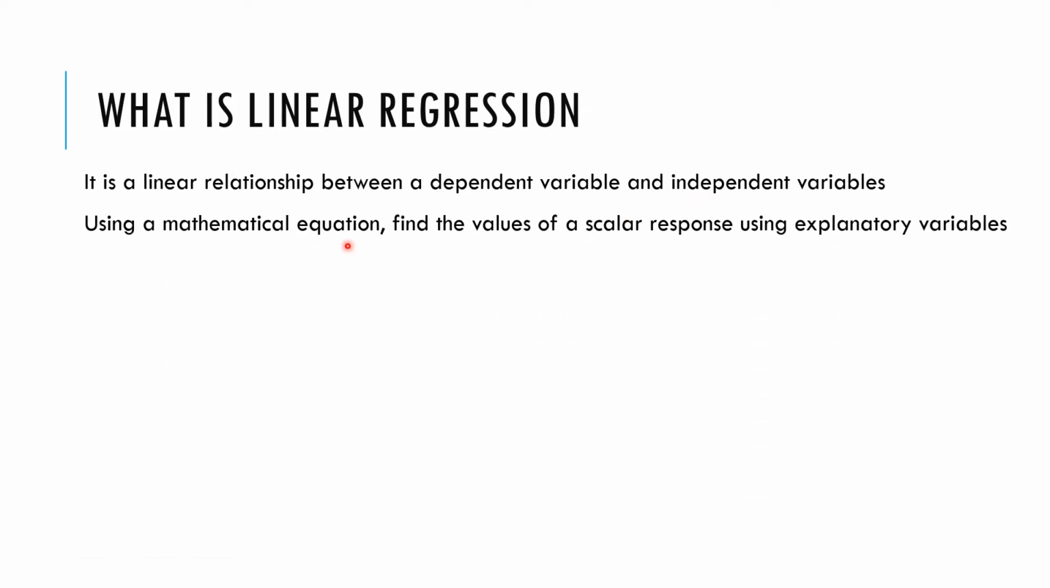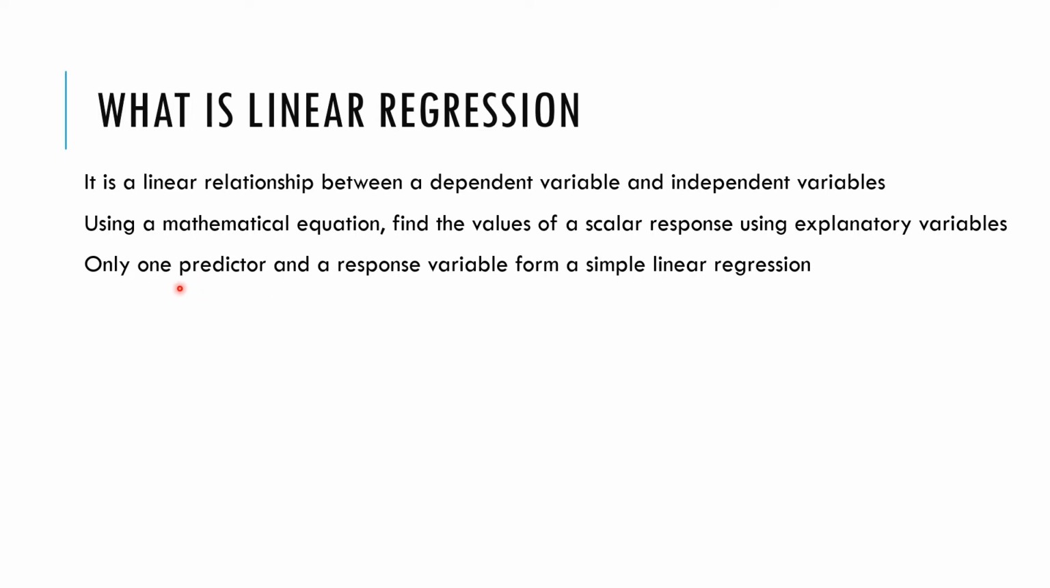So using a mathematical equation, we find the value of a scalar response. That's what it means: the dependent variable is a numerical variable, and depending on this, we write down a mathematical equation which uses the dependent variable as well as independent variables. The purpose is to be able to find out the value of the dependent variable based on independent or explanatory variables.